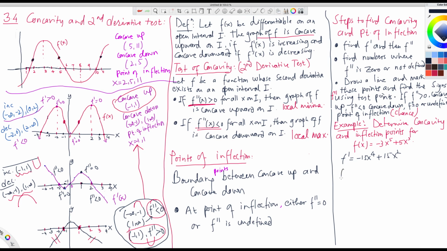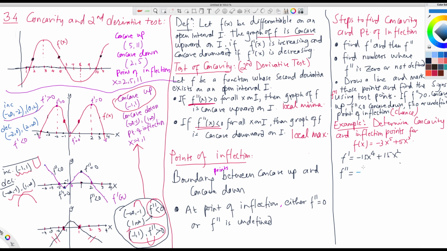Let me find f double prime. So find the derivative of that. Negative 60x cubed plus 30x, right? Now set that equal to 0, because there is no point where f double prime is not defined. This is just a polynomial function, so it is defined everywhere.